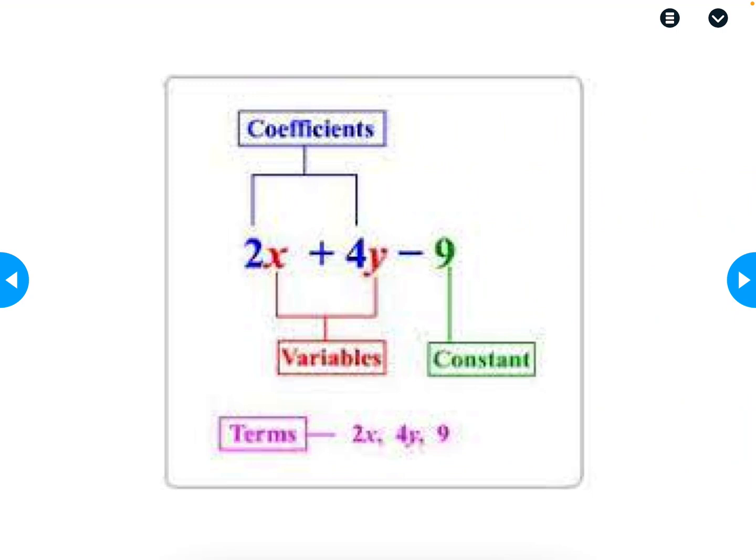Co means together to make it more efficient. So the 2 is next to the x. Instead of writing x plus x, we could say 2x. The 4 is the coefficient along with the variable y. Instead of saying y plus y plus y plus y, we can say 4y. So the 4 is the coefficient that's next to a variable.